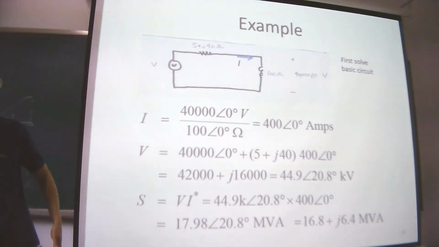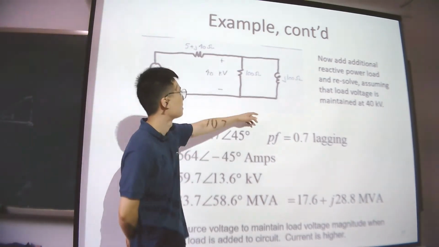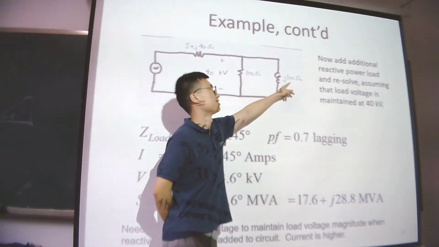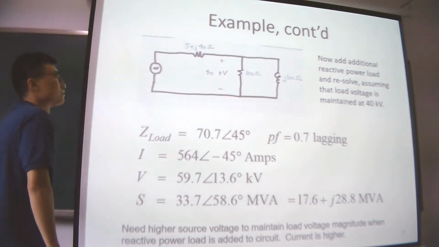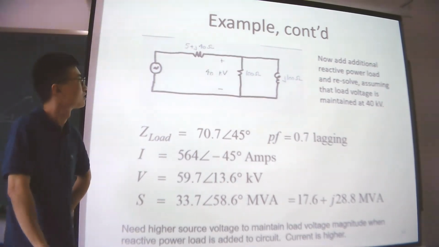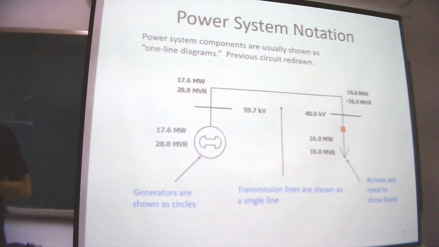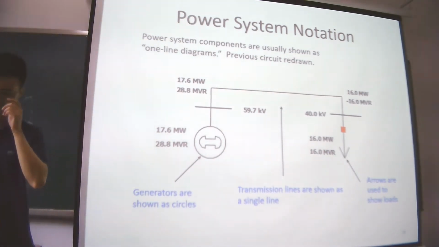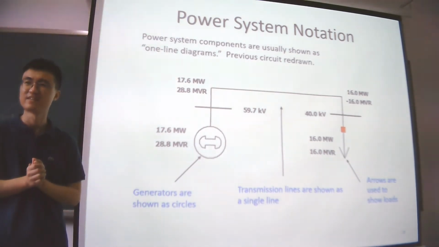Okay, so let's do some more. Another node, the reactive power node, and this is the inductor, okay, so it's 100 in the imaginary part. It's okay.